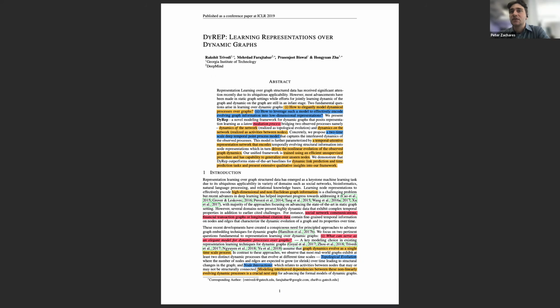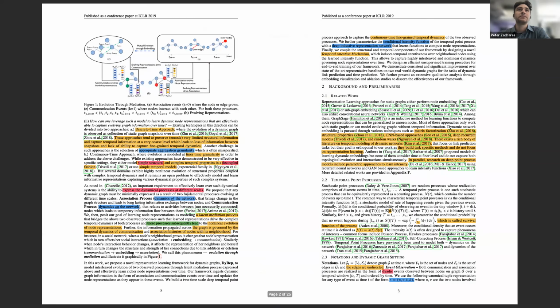And like I said here, they're saying modeling the interleaved dependencies between these nonlinear evolving dynamics processes is a crucial next step. So they're saying that modeling the interdependency between a history of topological evolutions and node interactions is important for getting a better dynamic graph. Another element of their method, which they argue is important for getting good results, is that they model things in continuous time.